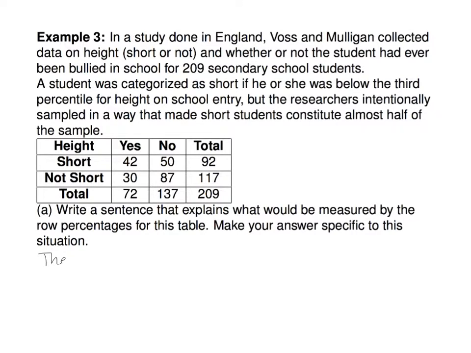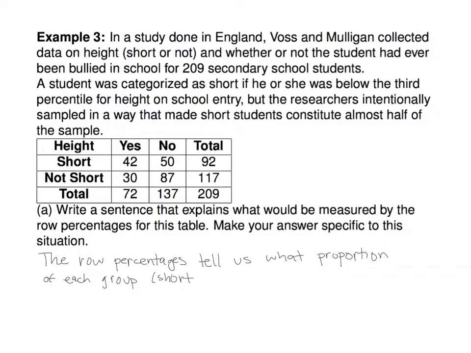So the row percentages tell us what proportion of each group, say short versus not, is and is not bullied.